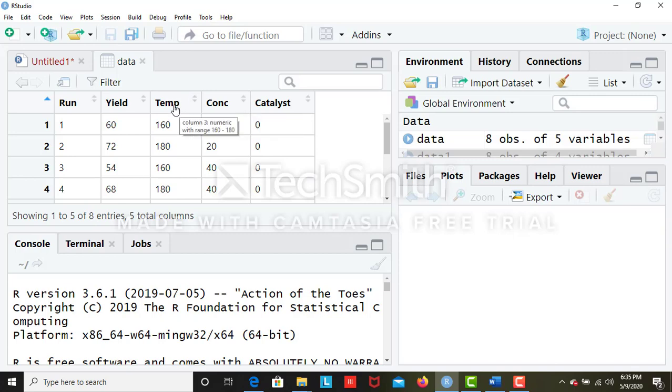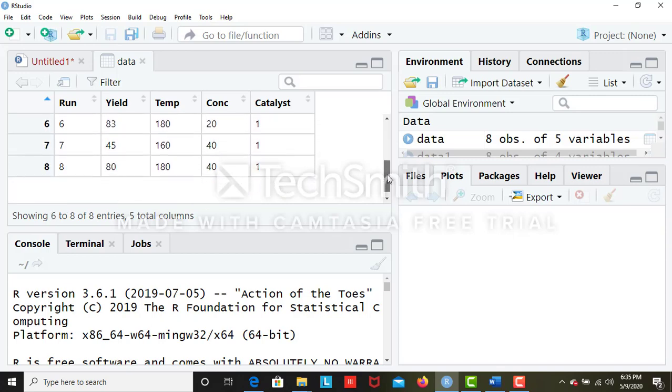The factor temperature has 2 levels, 160 and 180. We have concentration with 2 levels, one at 20 and the other at 40. Likewise with catalyst, we have 0 and 1 being the levels. So here we want to see how these 3 factors, either by themselves or interactively, affect the yield, which is the response variable.